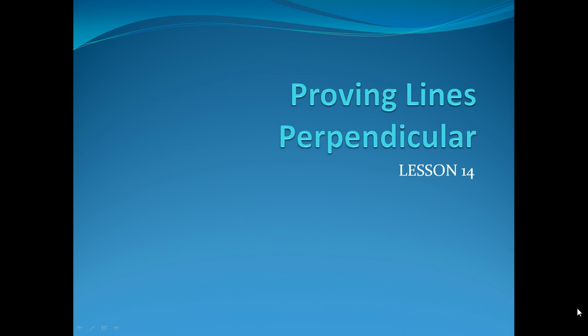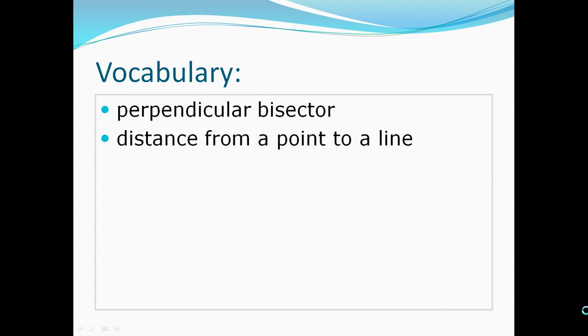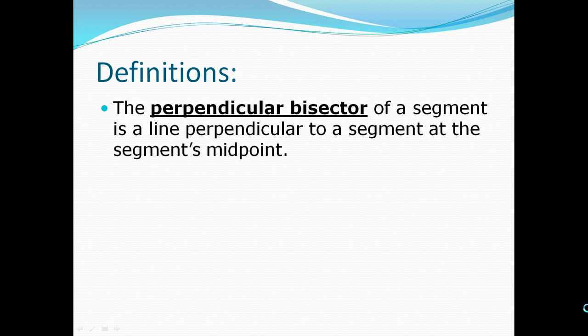This is lesson 14, proving lines perpendicular. The objective is to prove and apply theorems about perpendicular lines. The vocabulary words are perpendicular bisector, distance from a point to a line. The definitions: the perpendicular bisector of a segment is a line perpendicular to a segment at the segment's midpoint.